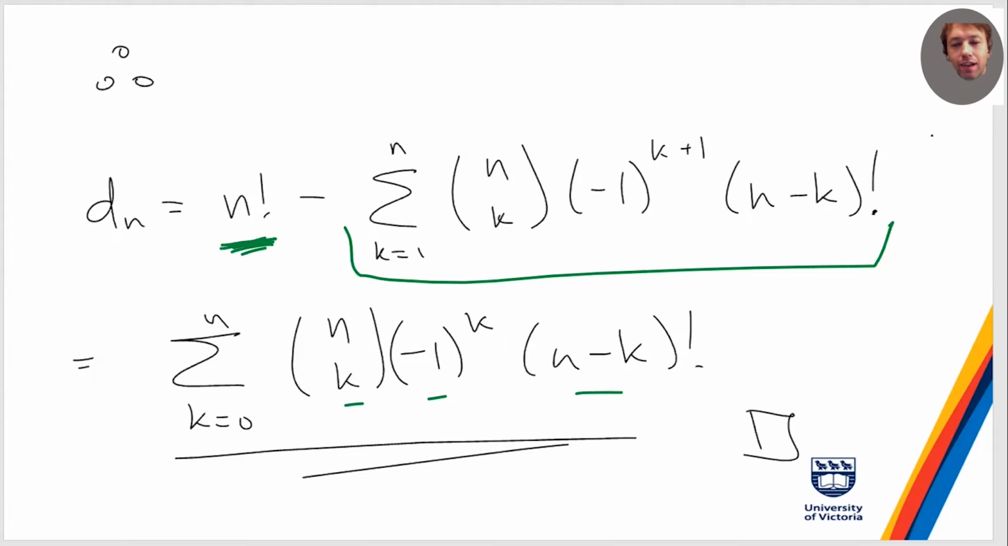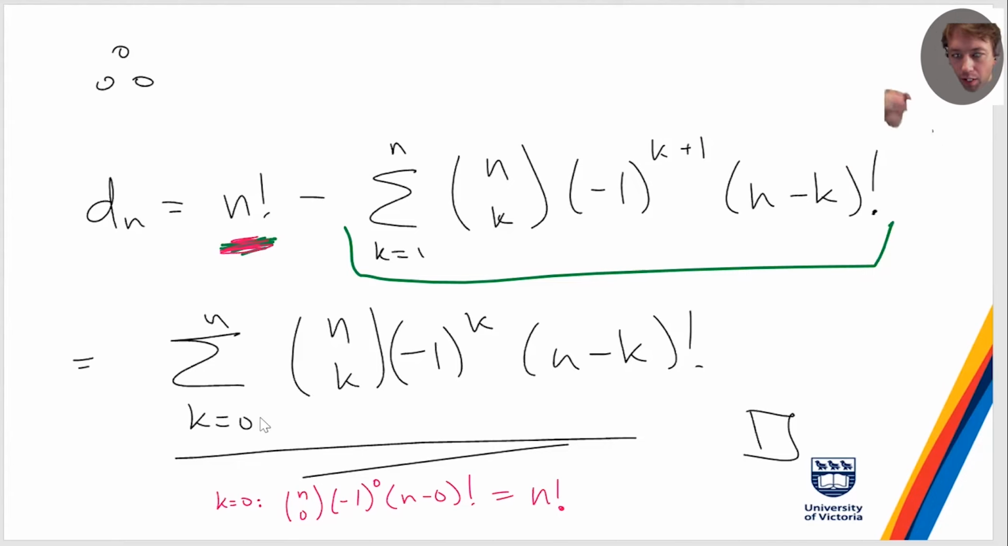Because if you check the case k equals 0, what do I get? I get n choose 0, -1 to the 0, n minus 0 factorial, which is just n factorial. So the k equals 0 term gives me the n factorial, and then all the other terms just come from this sum.